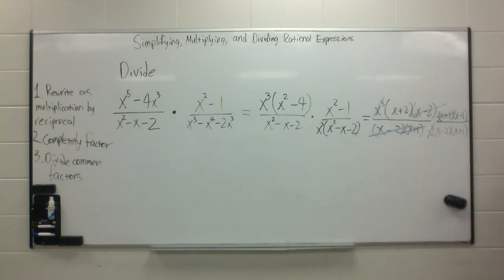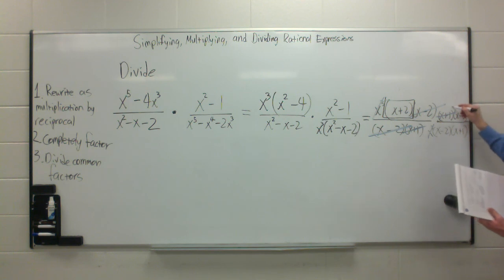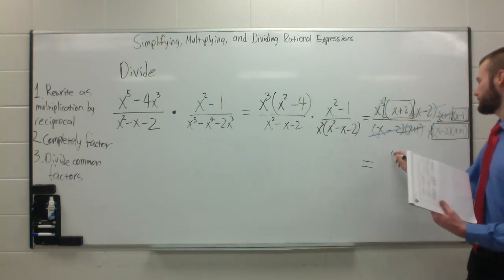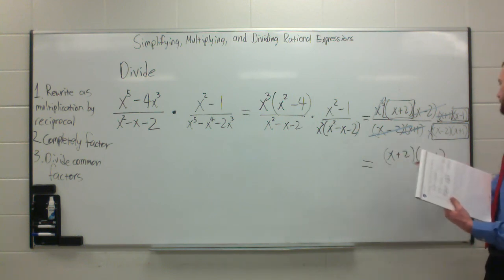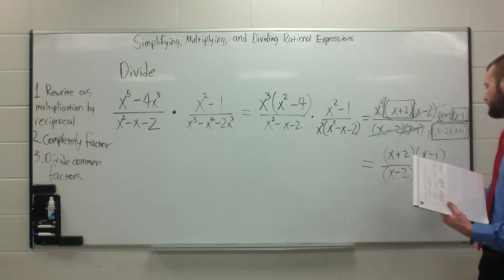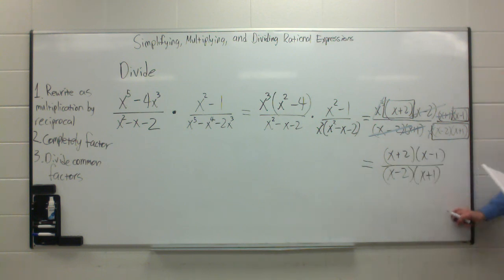So, look real careful to see what I'm left with. I have, in the numerator, x plus 2 and x minus 1. And in the denominator, I have x minus 2 and x plus 1. So altogether, I'm left with x plus 2 times x minus 1 over x minus 2 times x plus 1. And at this point, it is completely simplified.